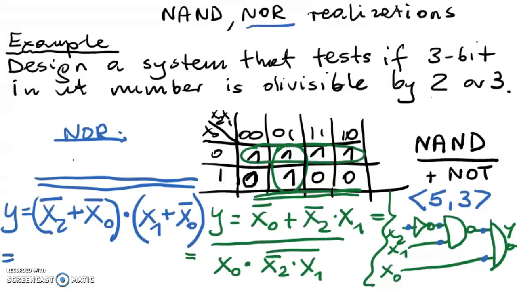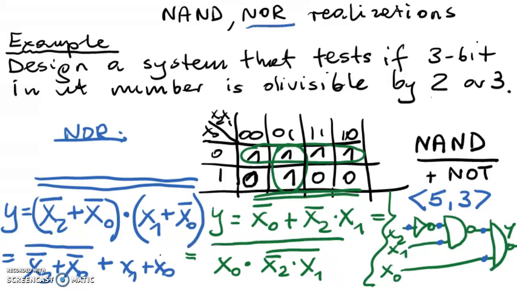NOR is simply the gate of the sum, inverted, but the sum, not the product gate. So you've got something like this: not x2 plus not x0, inverted, plus x1 plus not x0, inverted. It is an internal inversion, the lower one, but the upper one is left without any changes. So you've got the NOR implementation.